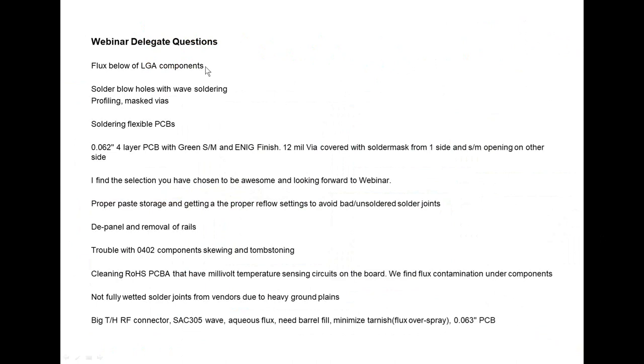Solder blowholes, I've mentioned, so hopefully that helps out one of the engineers. I wasn't sure what profiling and mask vias means, but if we're talking about vias underneath LGA QFNs, I normally use open vias and I put a resist around the via only. I don't cap it or fill it.